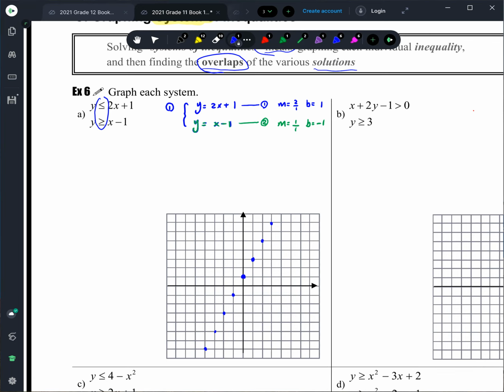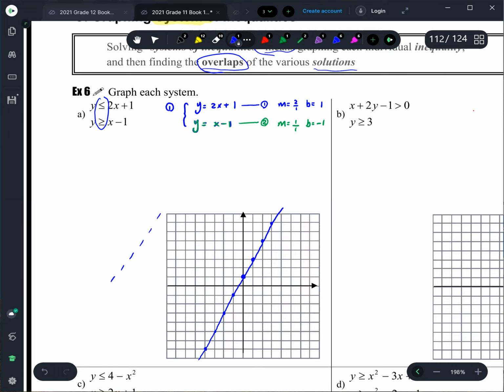Okay, we have two different lines. Make sure in your homework you show that. This one, they both have an equal sign, so it should be solid. Solid means you connect all the points. If it's a dashed line, it will look like this. Dashed line means the line is not there, it's invisible. You're just drawing it to show the boundary, right? And then we have to test.